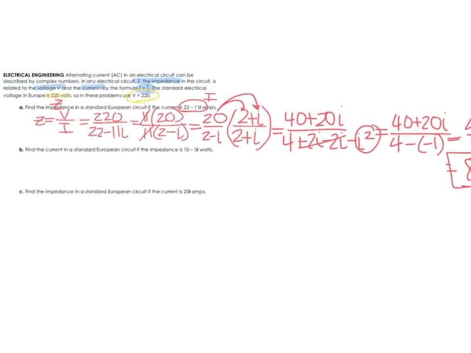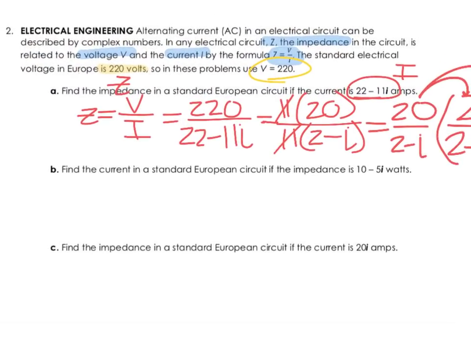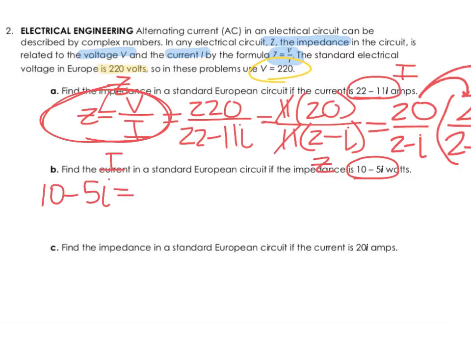Now going back to part B. We want to find the current, so we're looking for I in our formula, Z equals V divided by I. In the standard European circuit, if the impedance, so if Z is 10 minus 5i. All right, so now we plug it into our formula. Our formula is Z equals V over I, the same formula as the one up here. So we know Z is 10 minus 5i, voltage we know is 220, and we're looking for current.